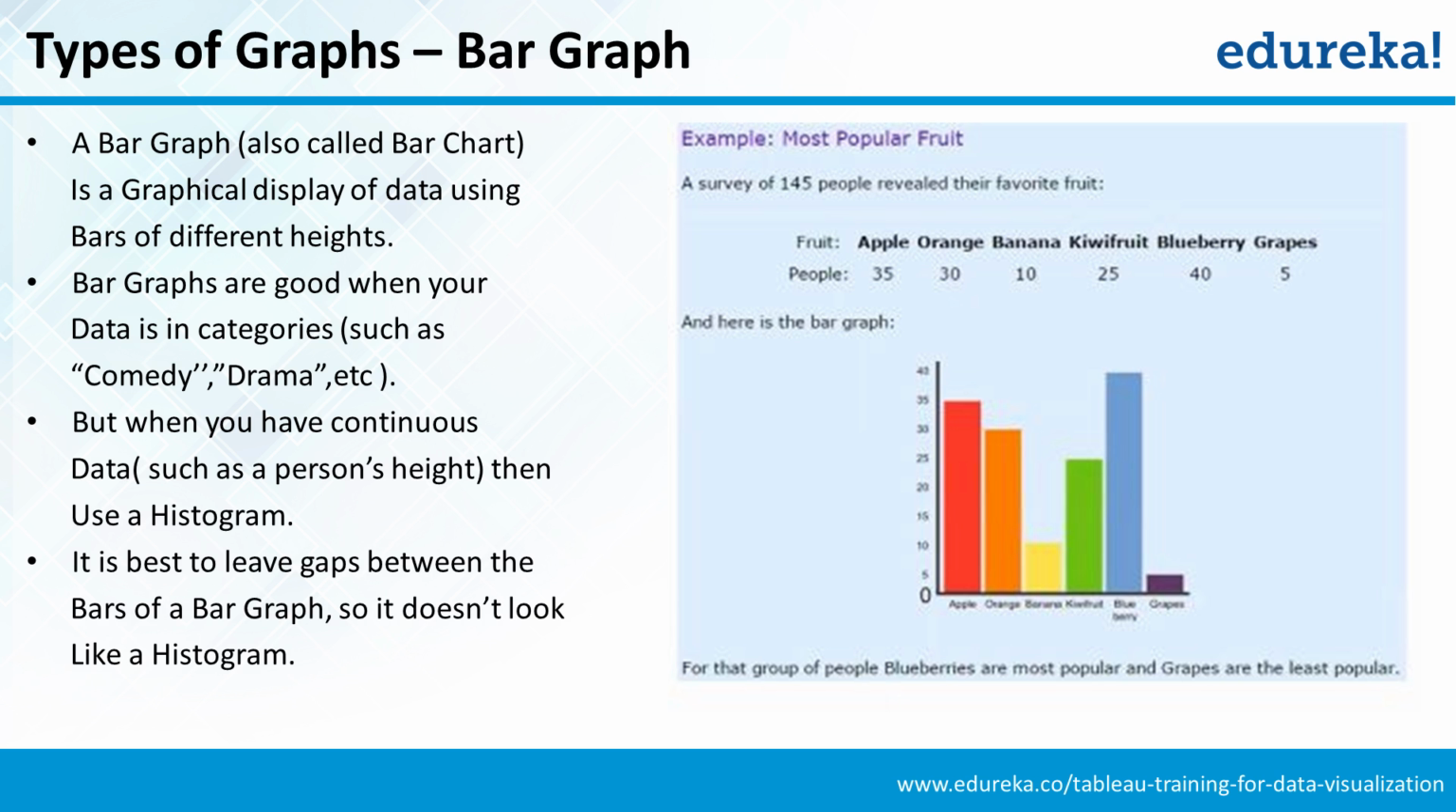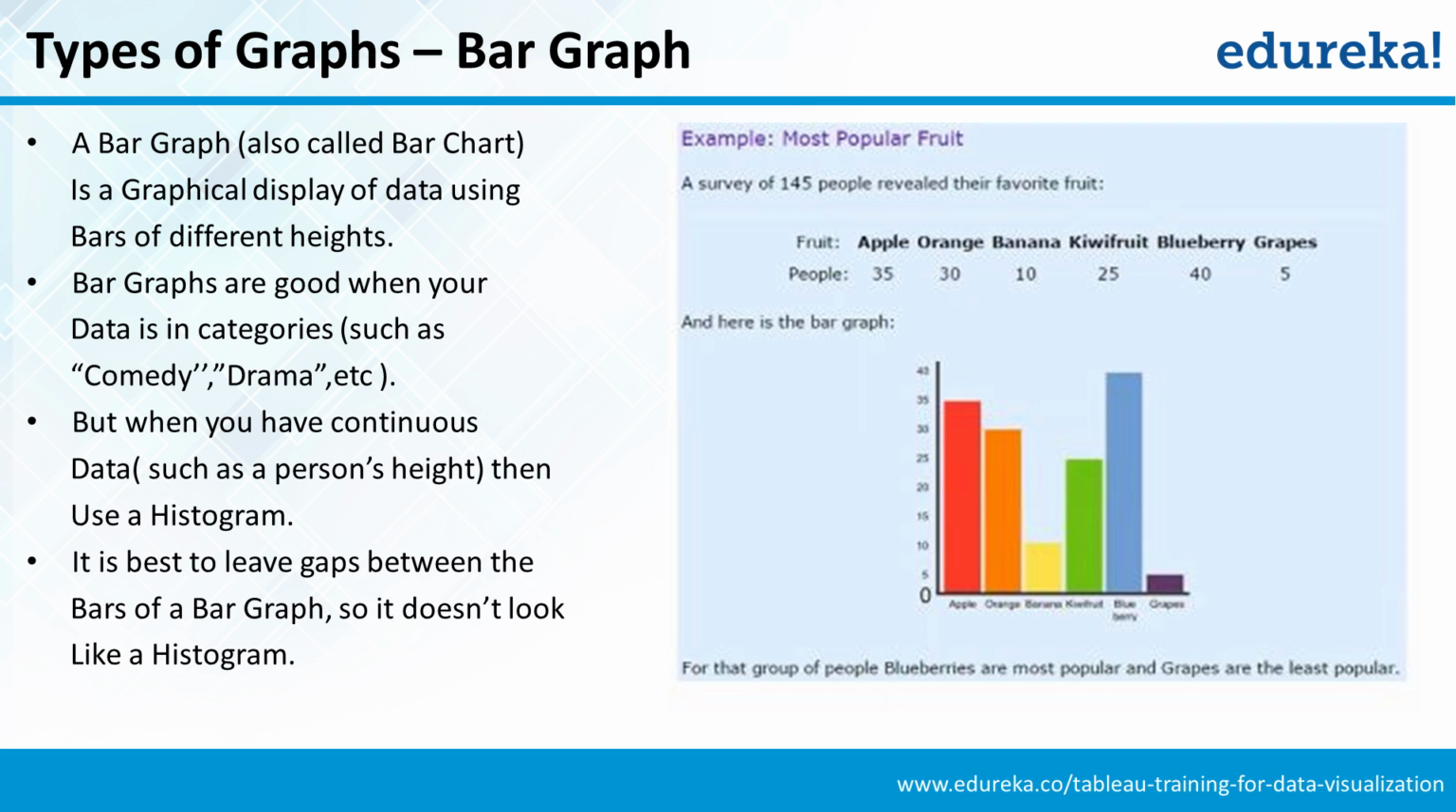Let's say we are going to survey 145 different people and ask them what is their favorite fruit. We went to the first person and asked him, what is your favorite fruit? He said banana. The second person we asked said blueberry. We keep on noting how many people like blueberry, how many like apple, oranges and all.